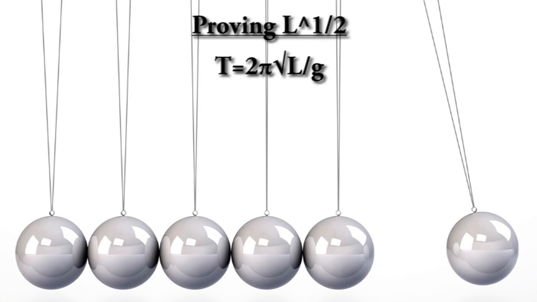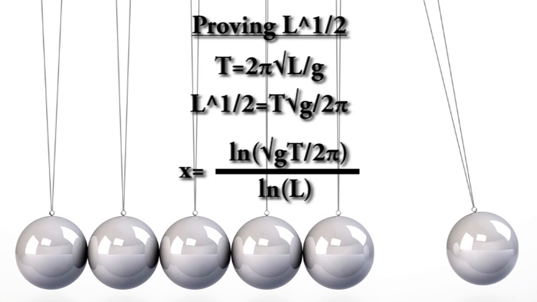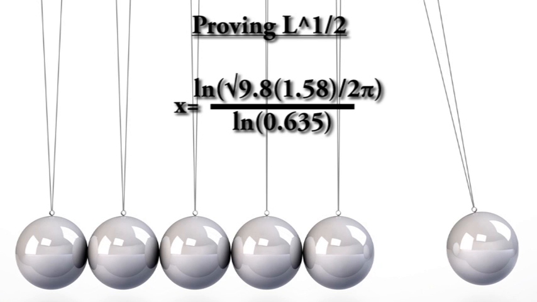Here is our simplified equation again. First, let's solve for L to the 1/2. Then we'll replace the 1/2 with the variable x. Next, we'll isolate x, plug in our data, and have our x. Ignoring units because they will cancel, the x we obtain is 0.53, which is pretty close to 1/2.